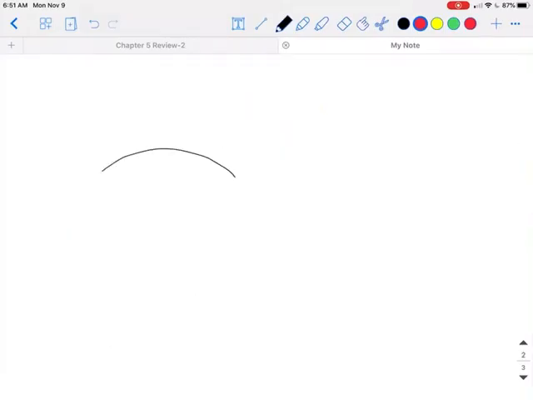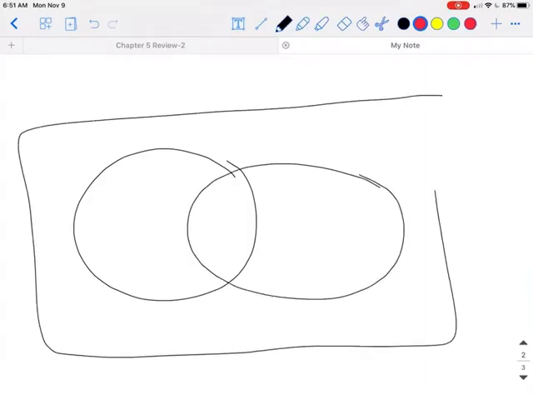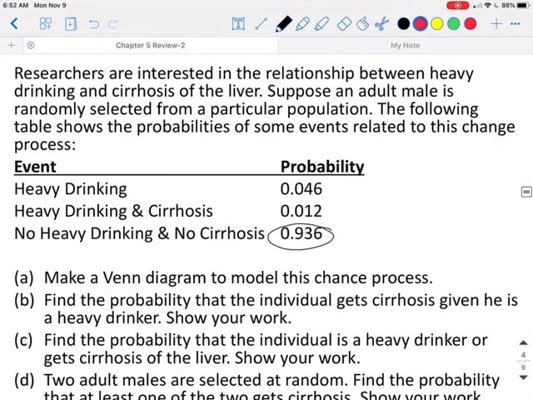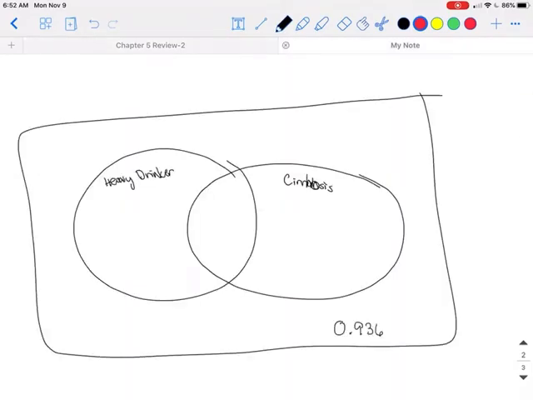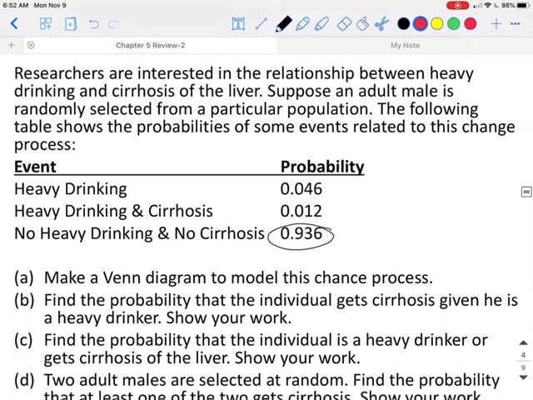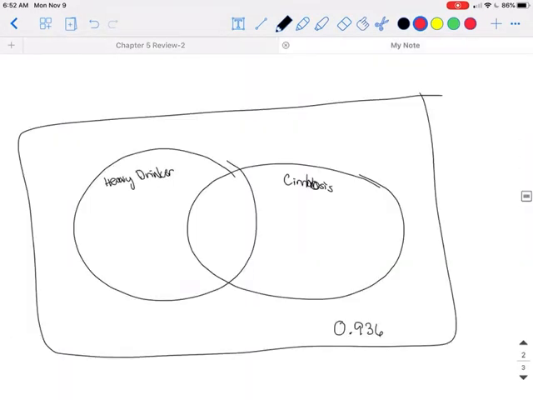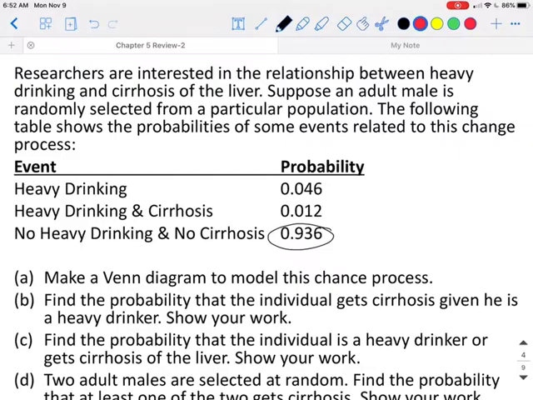So if we make ourselves a Venn diagram, we can have people who are a heavy drinker, people who get cirrhosis, and people that it does not apply to at all. So we said that 93.6% are not heavy drinkers and do not get cirrhosis of the liver. So that's going to be the part that is outside of the circles. We know the percent that are heavy drinkers and get cirrhosis is 0.012. We know the percent of the people who are heavy drinkers is 0.046.